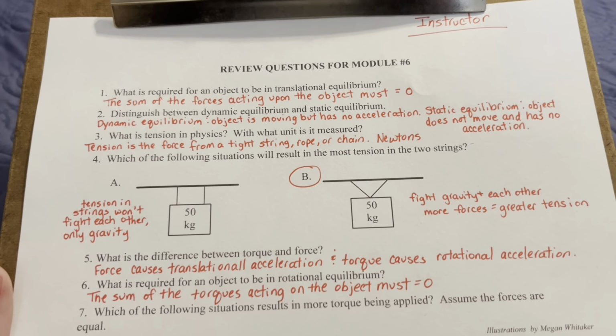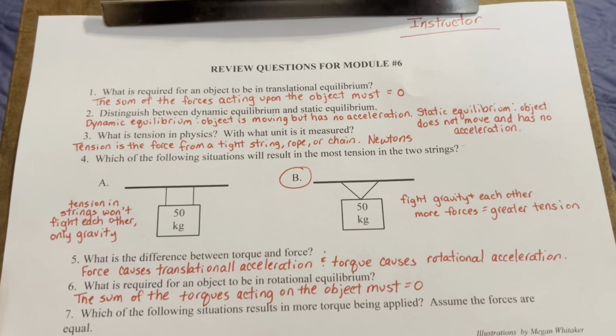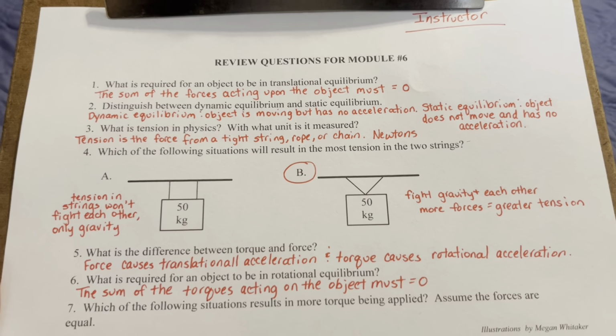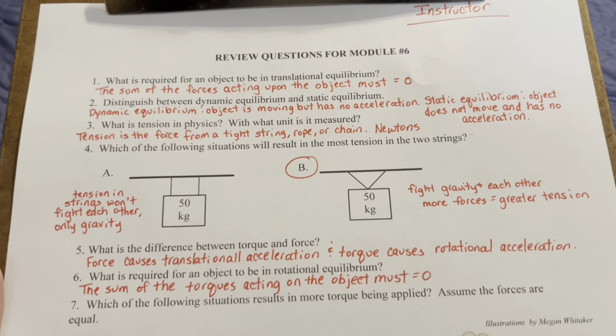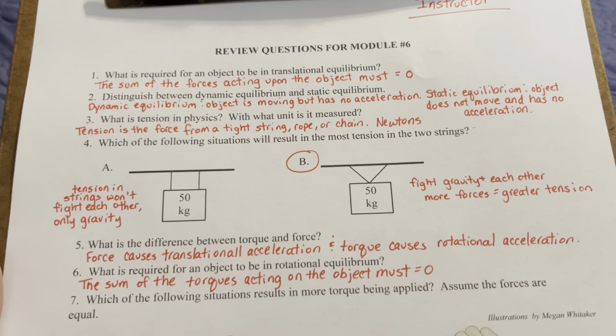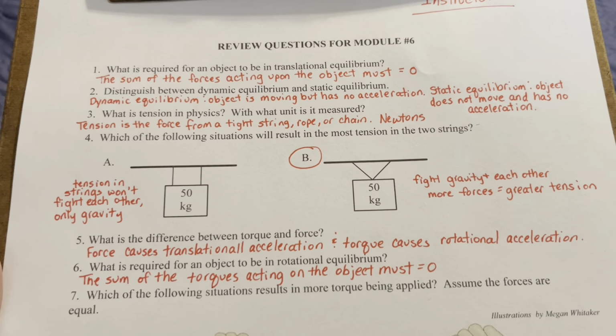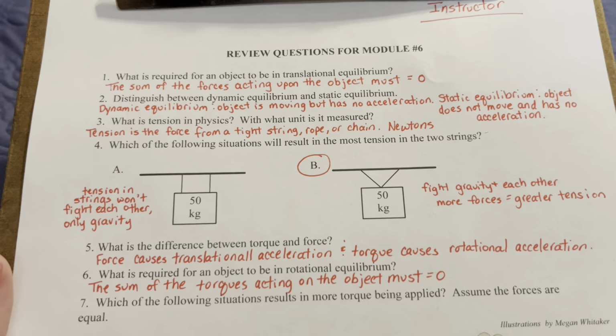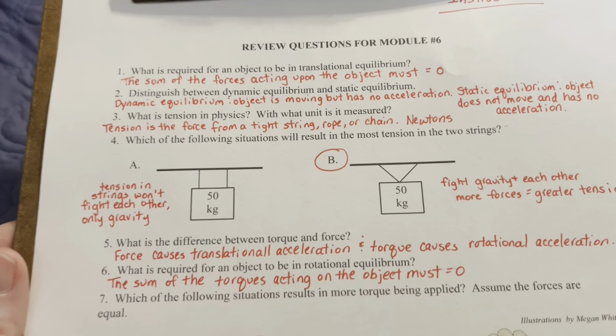Number 3, what is tension in physics? With what unit is it measured? Tension is the force from a tight string, rope, or chain, and it is measured in newtons.